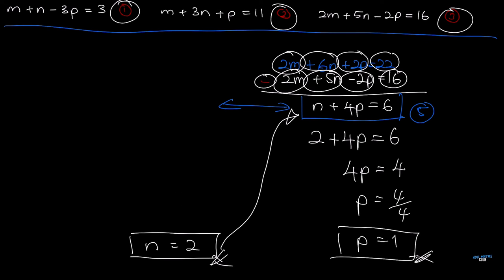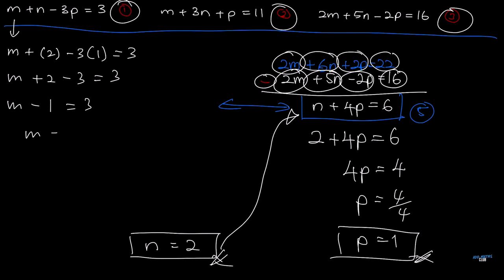Okay, enough. So here, I'm going to take the first equation, m plus n, which is 2, minus 3p, which is 1, equals to 3. So m plus 2 minus 3 equals to 3. M minus 1 equals to 3. M would be 3 plus 1, which is 4. So I have all three answers. M is 4, n is 2, and p is 1. So that's the solution for question 2A.